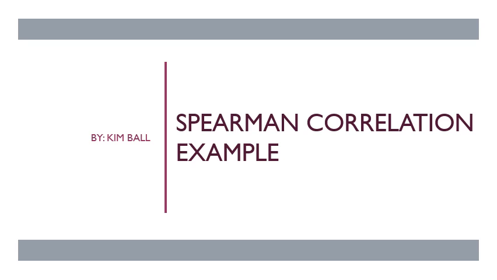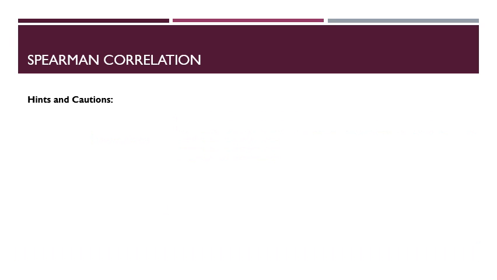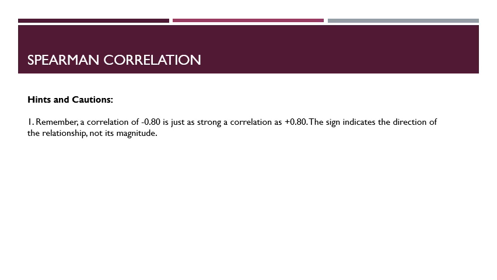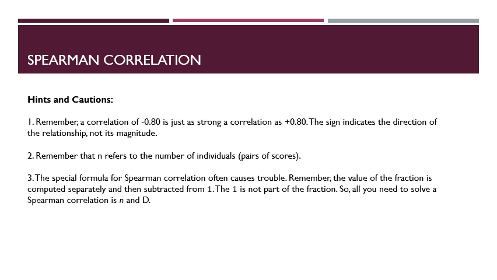This is a Spearman correlation example. Remember, the correlation of negative 0.8 is just as strong as positive 0.8. The sign indicates the direction of the relationship, not its magnitude. Remember that n refers to the number of individuals or pairs of scores.